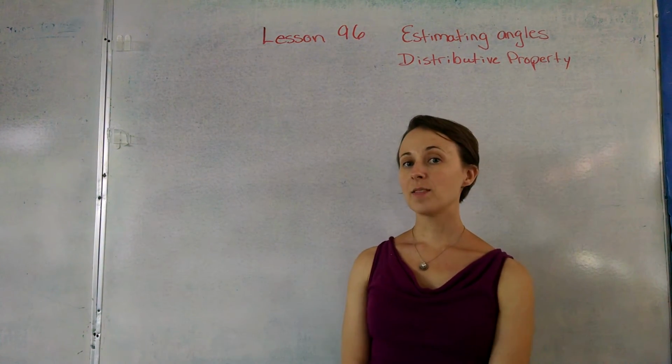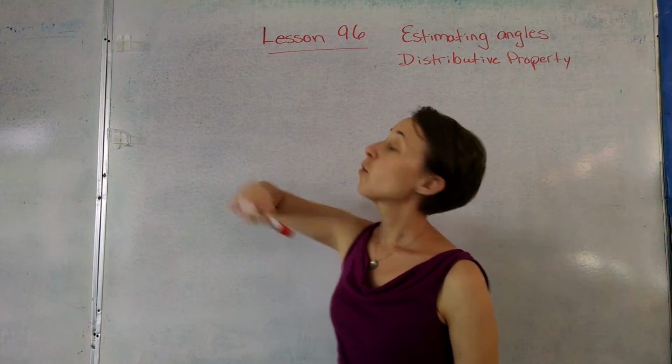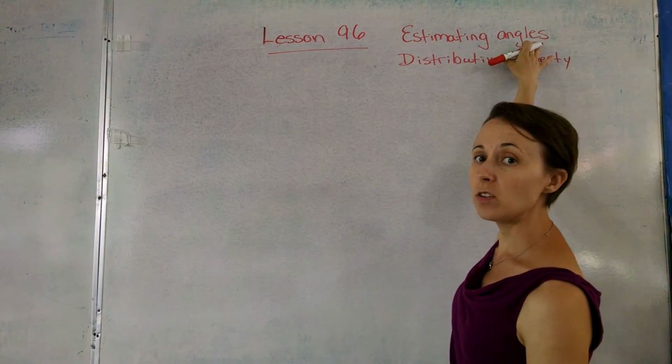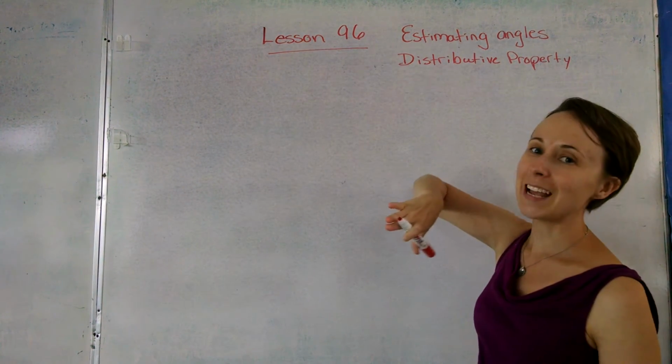This is Saxon Math for 6th grade. Today we're doing lesson 96. We're going to be talking about estimating angles and the distributive property. Let's start with estimating angles.